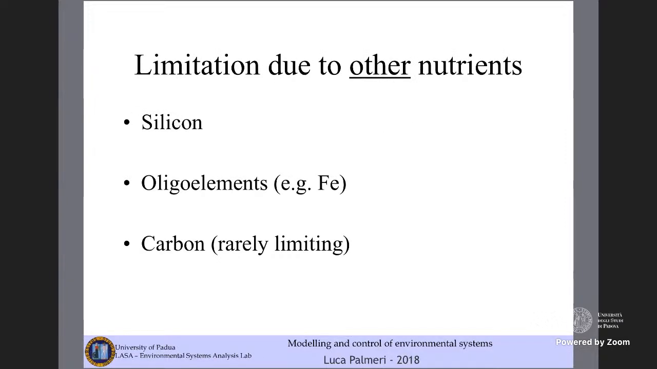Of course, there are also the cases of limitation due to other nutrients. Typically, the example that we will discuss now is that of silicates, or silicon. Silicon is an oligo element that may be relevant in certain species of algae, in particular for the diatoms.